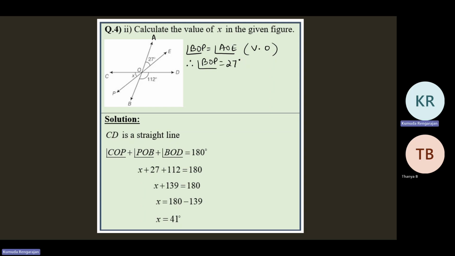So first we have to find one angle using the property of vertically opposite angles. And then because it's a straight line, the sum of the three angles is 180 degrees.